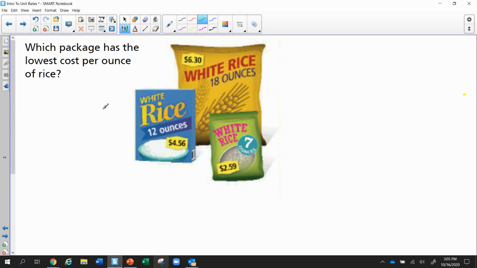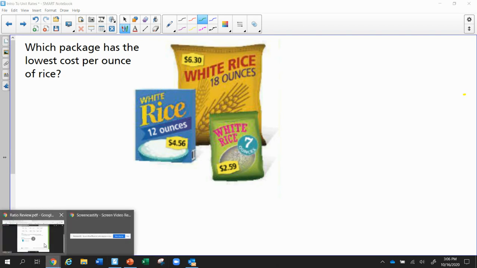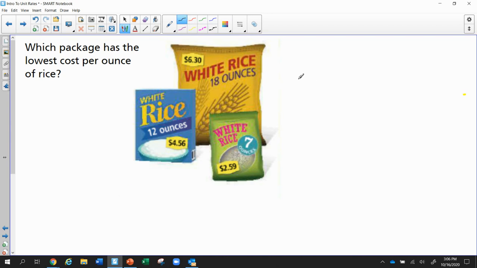The last one we're going to go through here is just a different example. Lowest price. This is another way we would use unit rate. You'll see all this kind of stuff all the time in stores. So I'll go through this just pretty quickly. So we're going to find the unit rate for each of these. So we want to know the price per ounce. Which package has the lowest cost per ounce of rice?